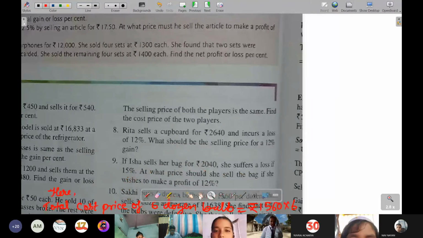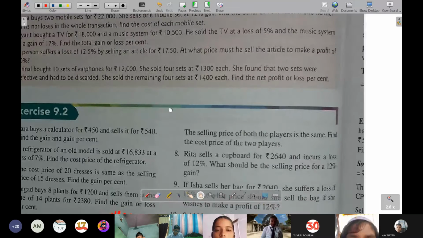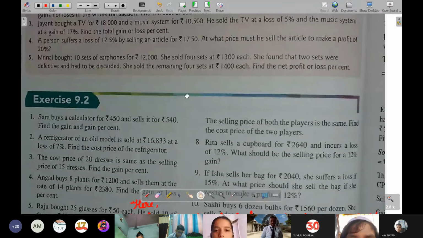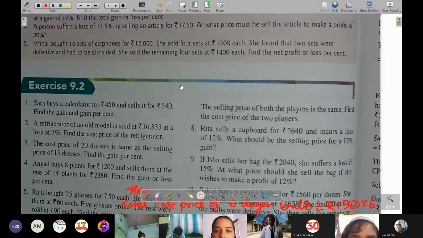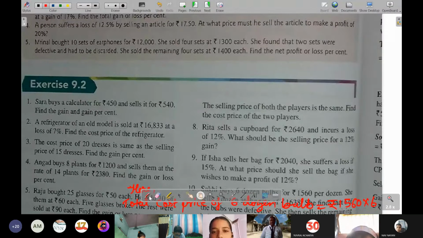So let's see question number 4 then. A person suffers a loss of 12.5% by selling an article, okay, for rupees 17.50. At what price must he sell the article to make a profit of 20%? Okay, it is just like earlier question number 10.